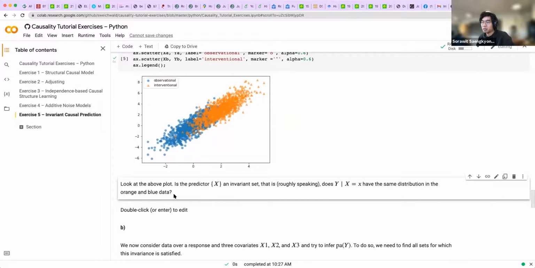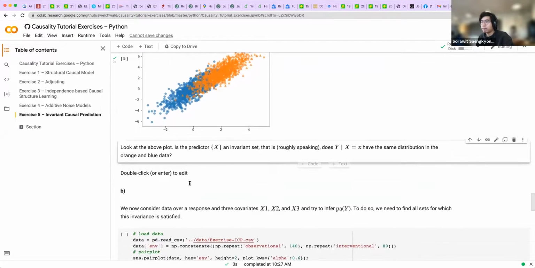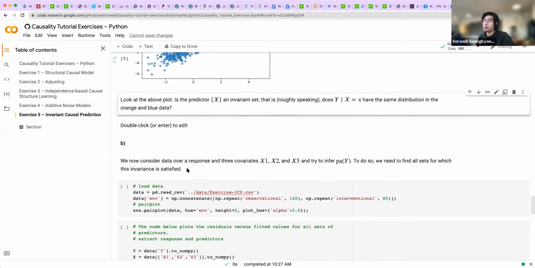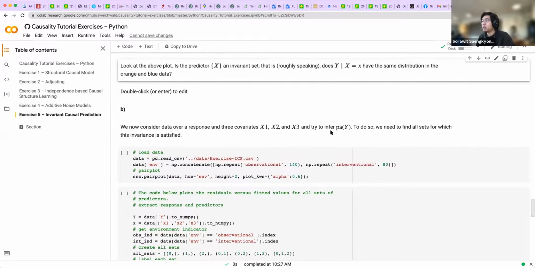And the first question we ask is whether the predictor X is an invariant set, or roughly speaking, whether the conditional distribution of Y given X is the same in both environments, the observational and the interventional environments. So you can try to guess here. And this is for the bivariate case. And now the next question, we move to a multivariate case, where we have 3 covariates and try to infer the parents of Y.